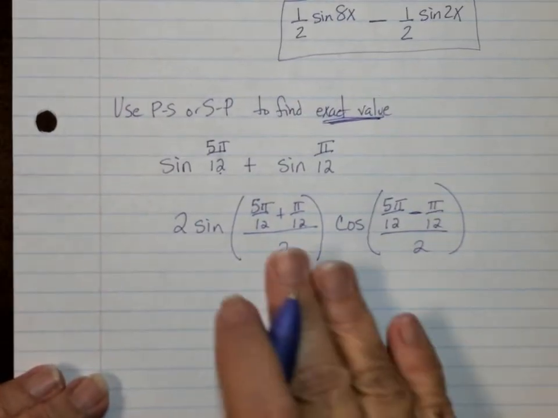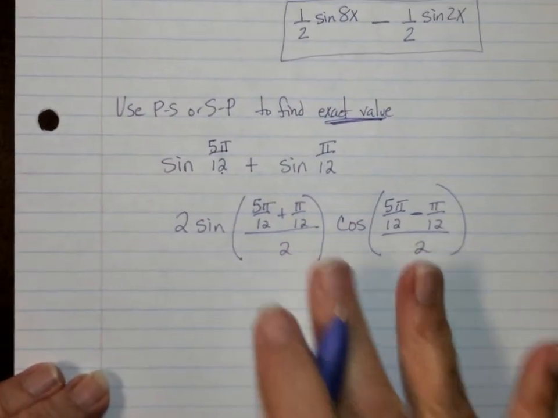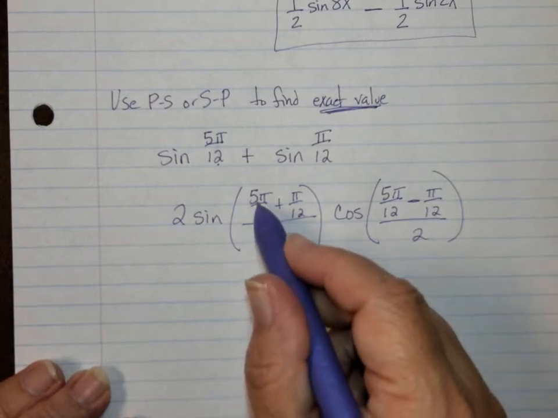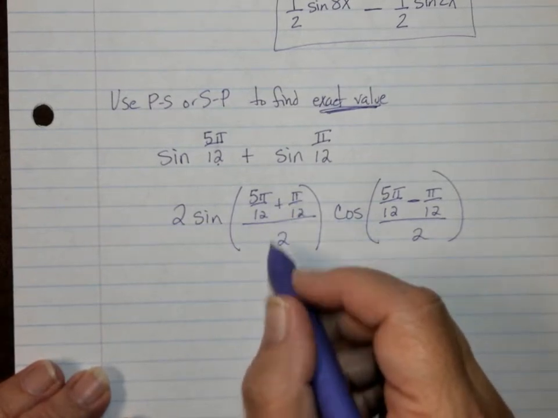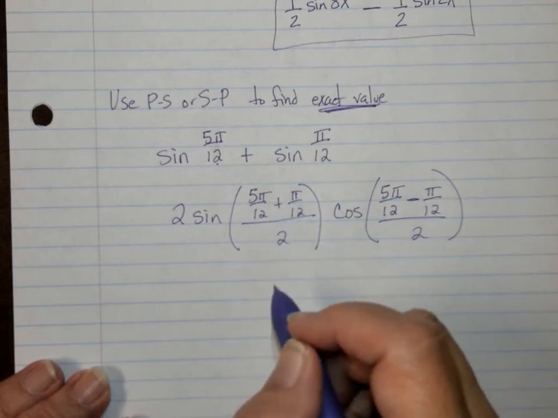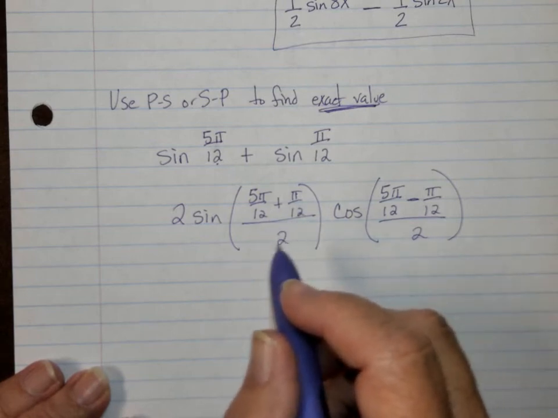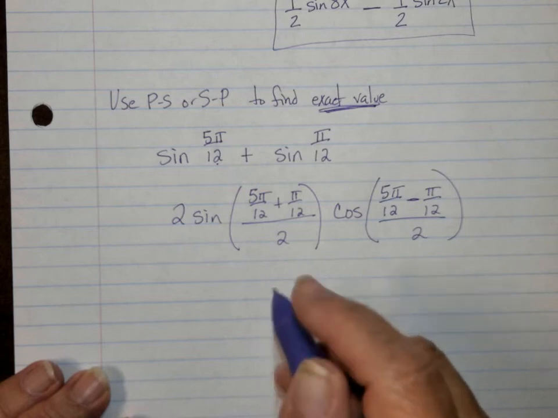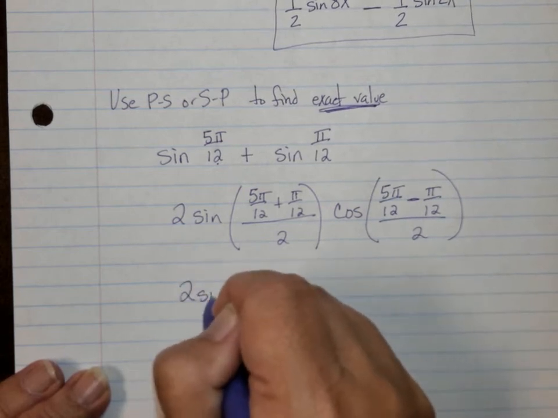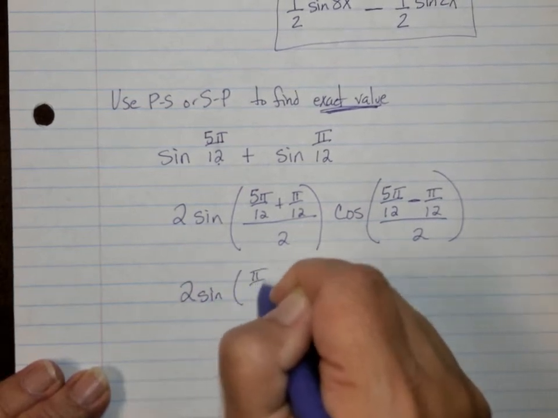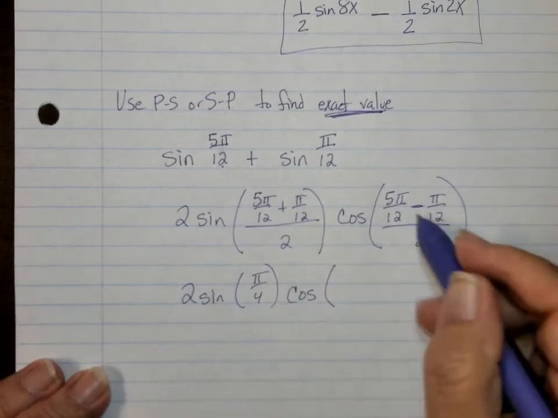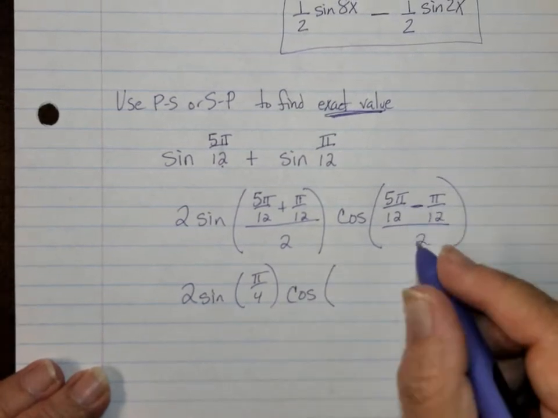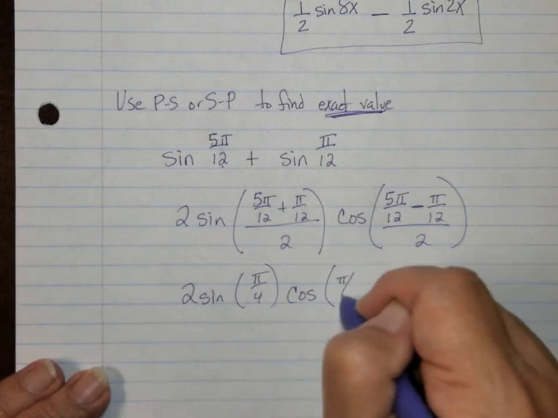So at this point, it really becomes just manipulating these fractions, right? Add these two together, you'll have 6 pi over 12. 6 pi over 12 divided by 2 is going to be 6 pi over 24, which is going to be pi over 4. And when we subtract, we're going to get 4 pi over 24, which is going to be pi over 6.